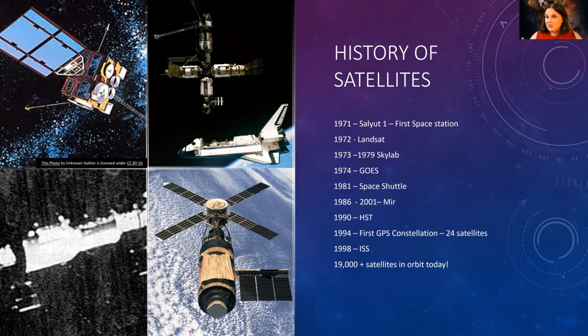So Hubble Space Telescope was the first actual real telescope to be launched into space. And then in 1994, you had the first GPS constellation. Now, for many of you younger kids, back in the day, so this is something you can ask your parents. Back in the day, they didn't have a cell phone or a GPS to help them navigate. They had something that was known as an atlas or a map.